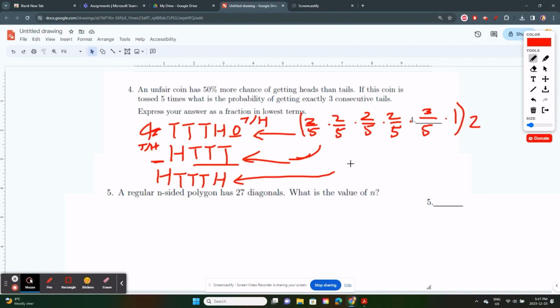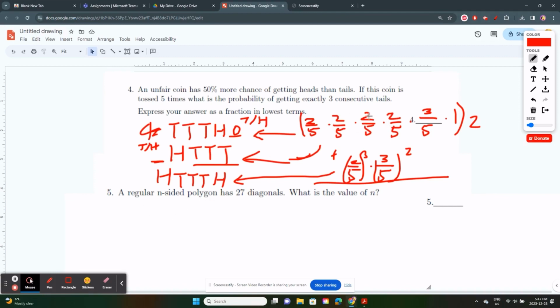And for the final case, it is 2/5 for the 3 of those, so 2/5 to the power 3, times the odds for the 2 heads, which is 3/5 squared. And now all we have to do is add these up, and then we'll get the answer for this question.